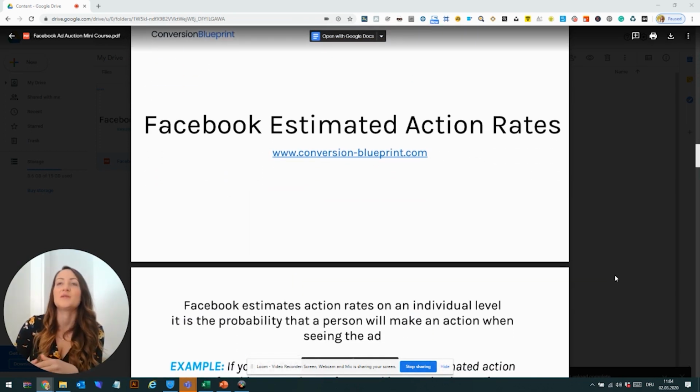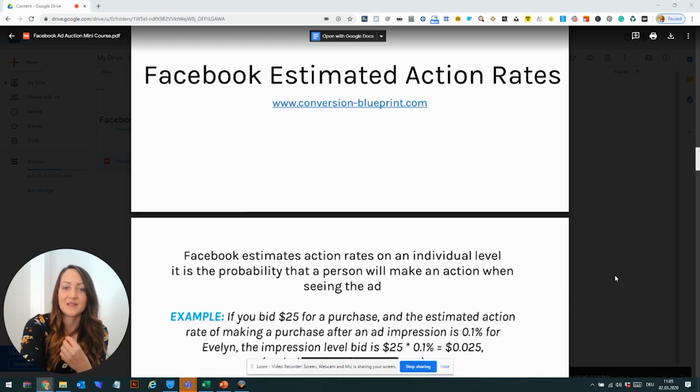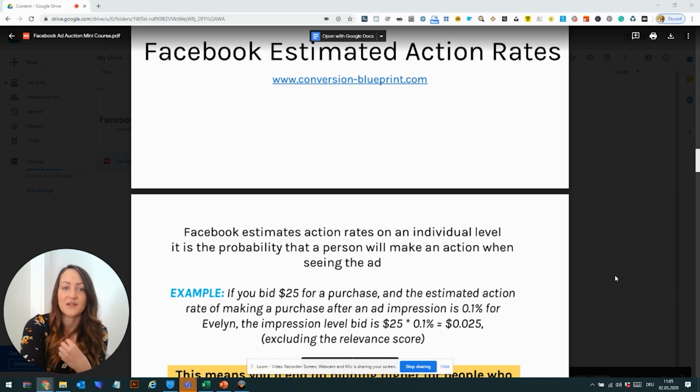So now I want to talk a bit more about the second factor in the total value formula, which is Facebook's estimated action rates. There's not so much you can do about that because it also takes into account things like your ad account history, how your ads performed in the past, and how likely a specific user is to perform the desired action. But it is a concept you need to understand. So Facebook estimates action rates on an individual level, and it is the probability that a person will take an action when seeing the ad.